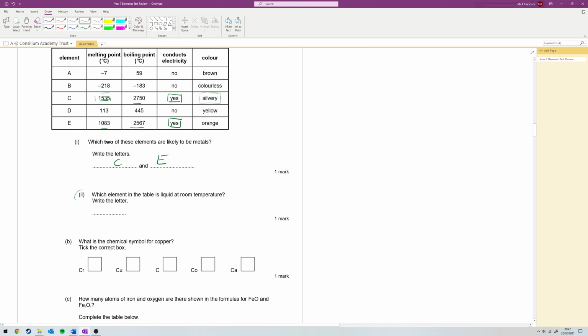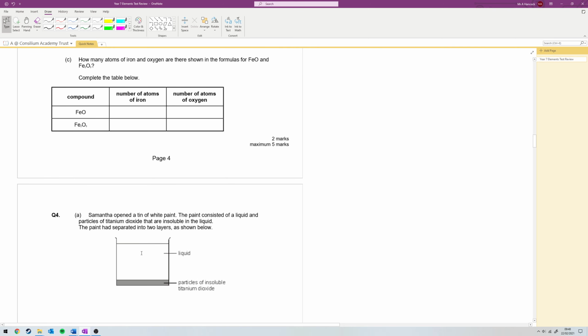So which element is a liquid at room temperature? So room temperature is about 20 degrees. So let's have a look. So 20 degrees has to be in between the melting point and the boiling point. If you look, this one here is the only one that has 20 in between these 2 numbers. Okay, so it's A. What is the correct symbol for copper? Well, that's capital C, lowercase u.